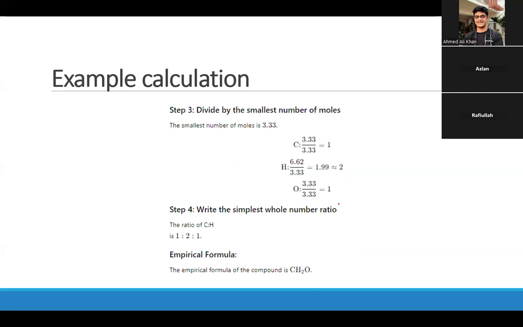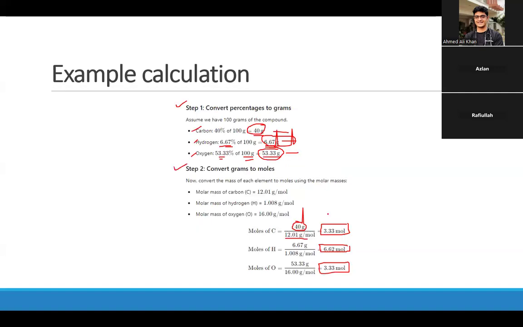Now you have the ratio of moles, right? So we got carbon, hydrogen, oxygen. Just ignore this, guys. I don't know why it does this. So carbon, hydrogen, oxygen. How many moles of carbon? 3.33, right? The moles of hydrogen are 6.62, right? And the moles of oxygen are 3.33 again, right?